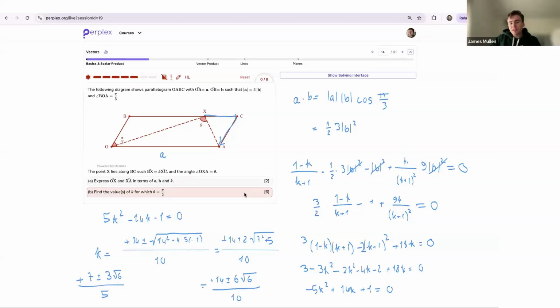But 3 root 6 is greater than 7 because the root of 6 is bigger than 2.5. And therefore, if I do 3 times root 6, it's going to be bigger than 7. And so 7 minus 3 root 6 would be less than 0. So I have to reject 7 minus 3 root 6 because it's less than 0. And so I must only have k is equal to 7 plus 3 root 6 over 5. That is my final answer.